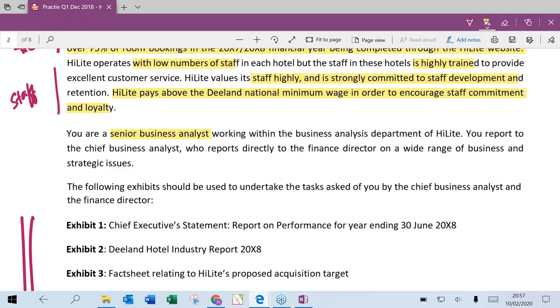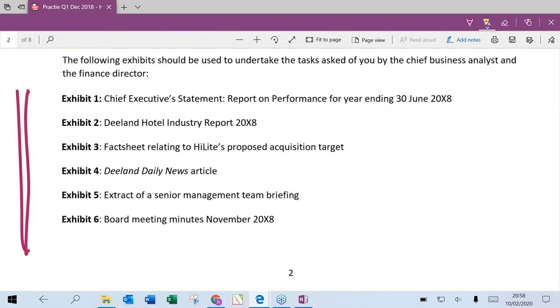So I'm one of the employees. You report to the chief business analyst who reports directly to the finance director on a wide range of business and strategic issues. Okay. The following exhibits should be used to undertake the tasks asked of you by the chief business analyst and the finance director. So let's look at the exhibits.